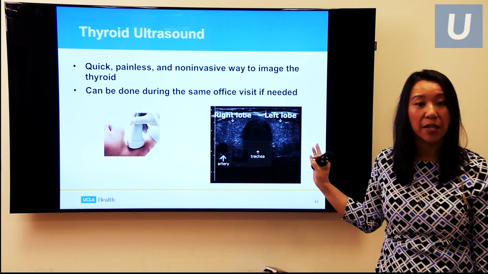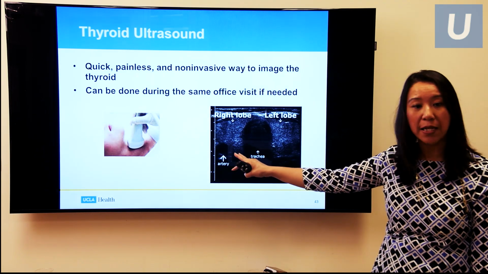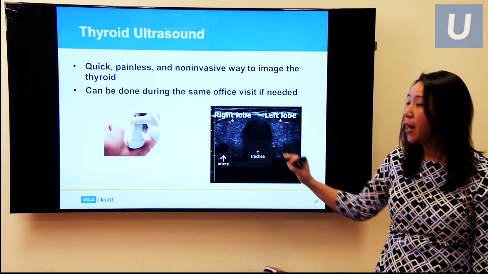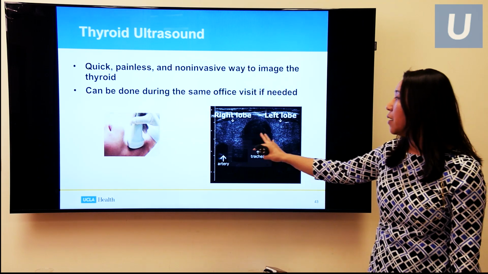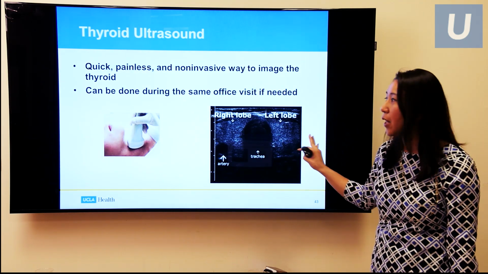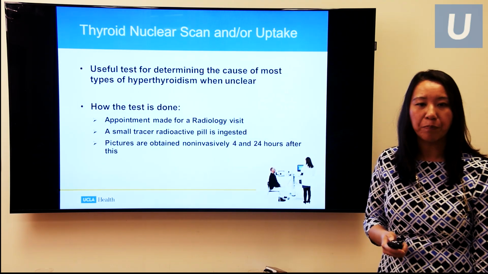in the same visit, is a thyroid ultrasound. It's using a very non-invasive, quick, painless probe that you see on your left to obtain this picture that you see here on the right. And again, we can see very easily the right lobe of the thyroid, that little bridge called the isthmus, and that left lobe to picture exactly what is going on.